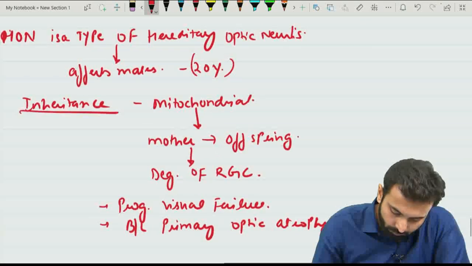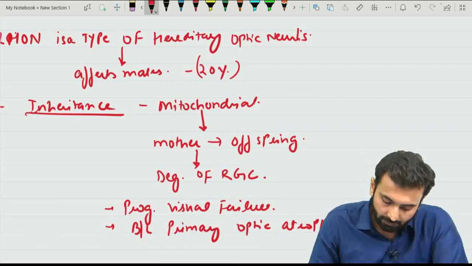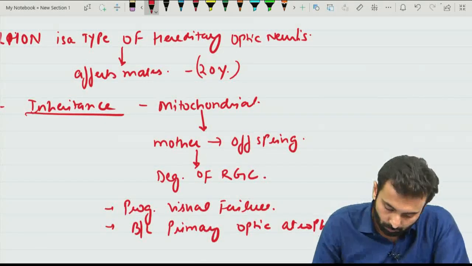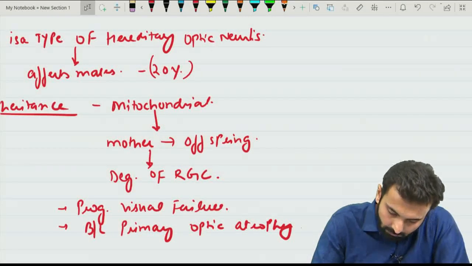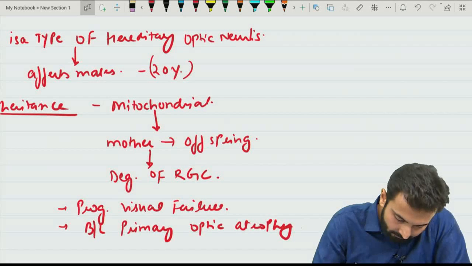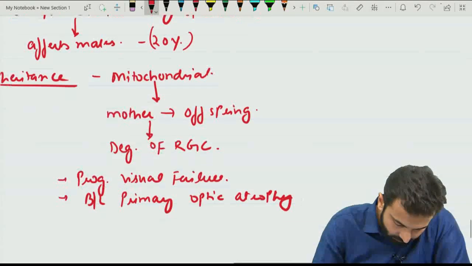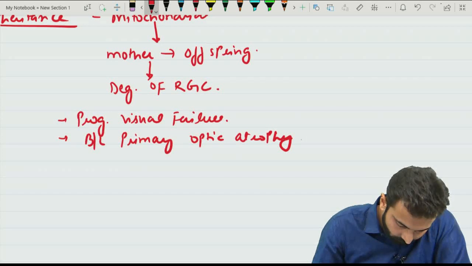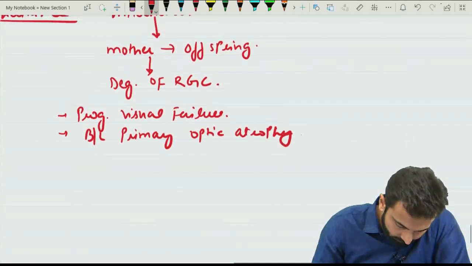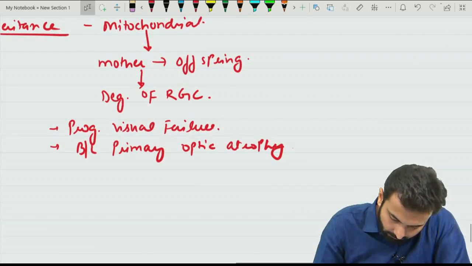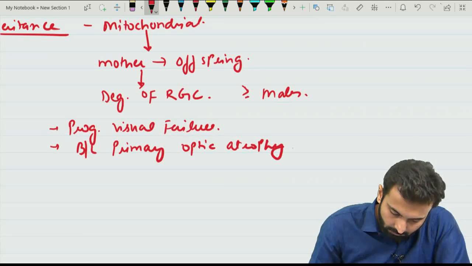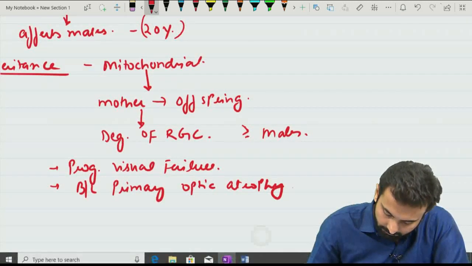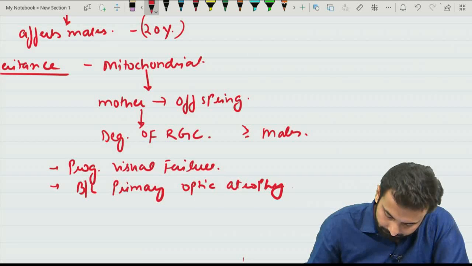So the important points to keep in mind in LHON are that there is transfer from mother to offspring, and it is more commonly seen in male patients. Please write down: males are more commonly affected. So this is about Leber's hereditary optic neuropathy.